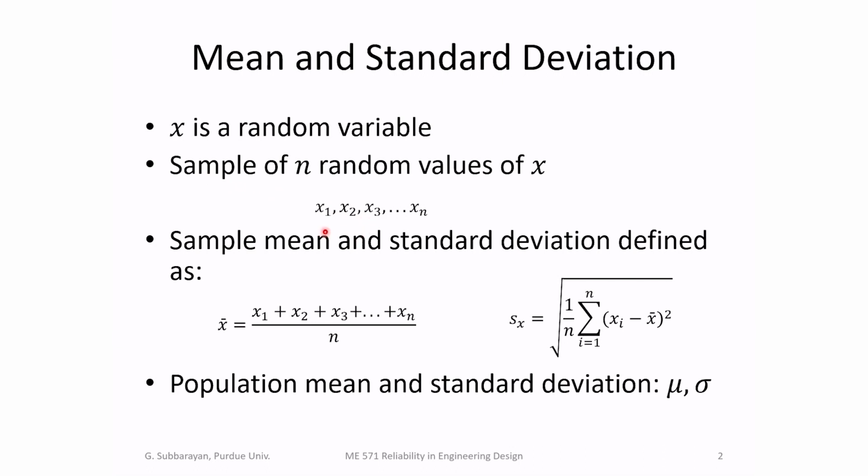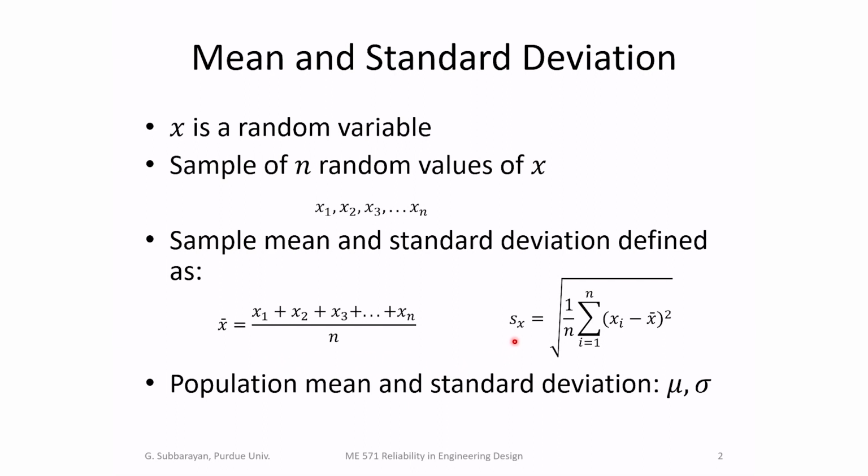So given these n values, now I can define what I'm going to call a sample mean and standard deviation. This is all stuff that we've seen before. The mean I'm going to denote as x bar, and this is a sample mean. The sample mean is simply x1 plus x2 plus x3 and so on till xn, divided by n. That's the definition of the sample mean.